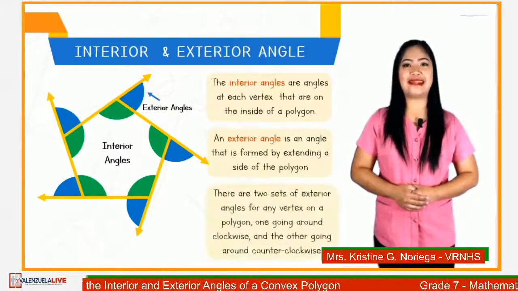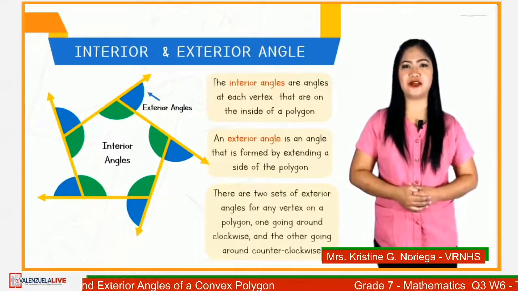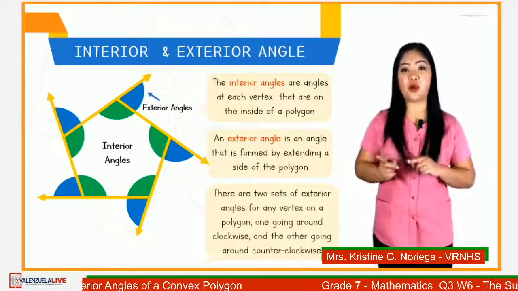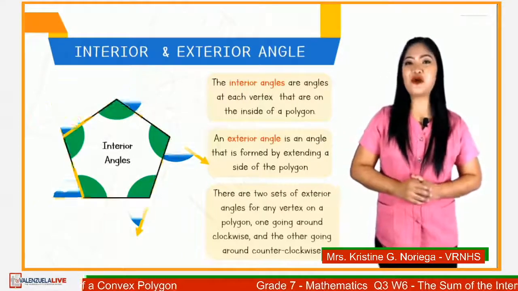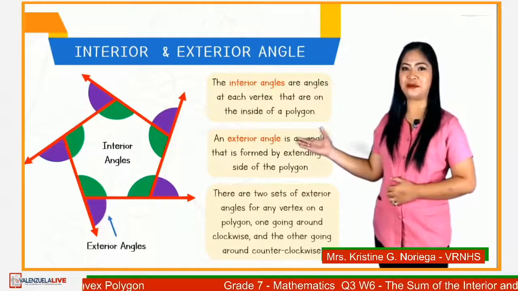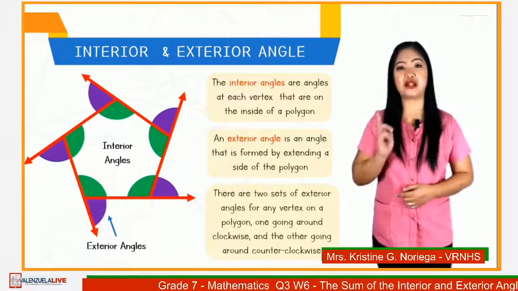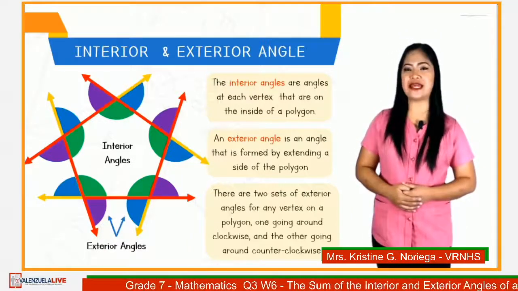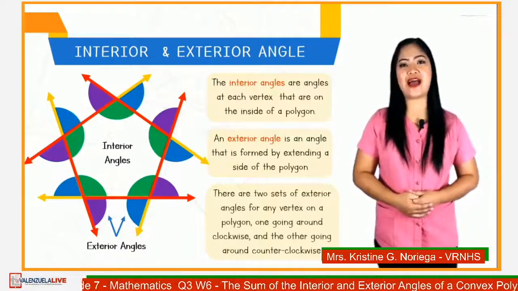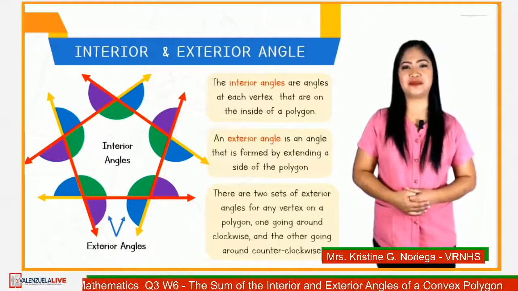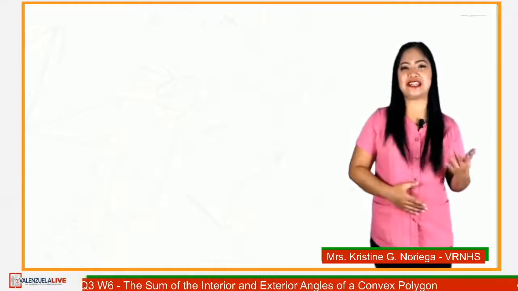But take note that there are 2 sets of exterior angles for any vertex on a polygon. One going around clockwise, like what we did here, and the other set going around counterclockwise, like this one. Remember that whether you extend the lines going around clockwise or counterclockwise, these 2 exterior angles of the same vertex have equal measures. Now, we know the difference between interior and exterior angles.